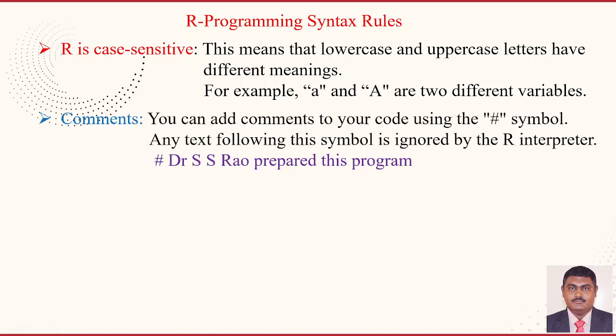Comments. You can add comments to your code using the # symbol, and text following the symbol is ignored by the R interpreter. So whatever you write after the # symbol, that entire sentence is ignored by the interpreter. It will go to the next line. For example, you can see that # Dr. S.S. Rao prepared this program. This is only for giving instructions to the user or programmer, so they might know what is going on.